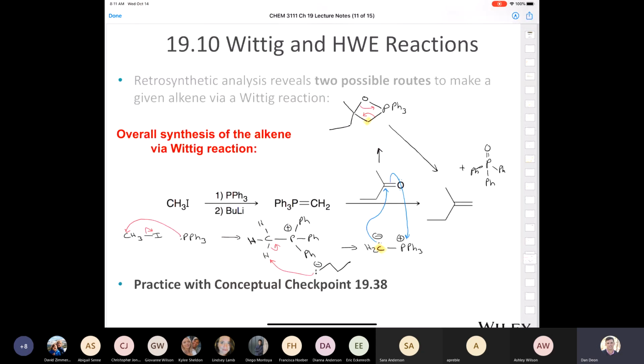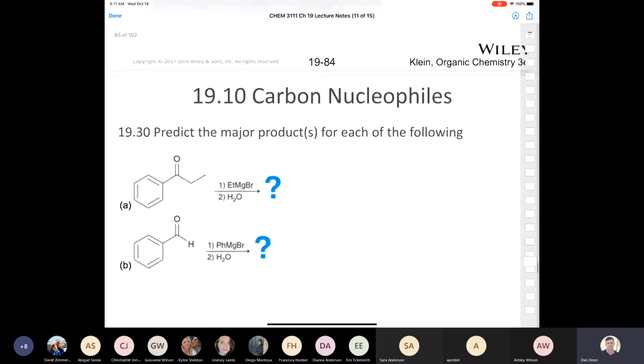What else? So here's the overall synthesis. You treat the alkyl halide with triphenylphosphine, then with n-butyllithium, you make the ylide, and then you do the 2+2 cycloaddition to make the oxaphosphetane. You generate triphenylphosphine oxide, and your final product, the alkene. Again, things that we covered in last class.